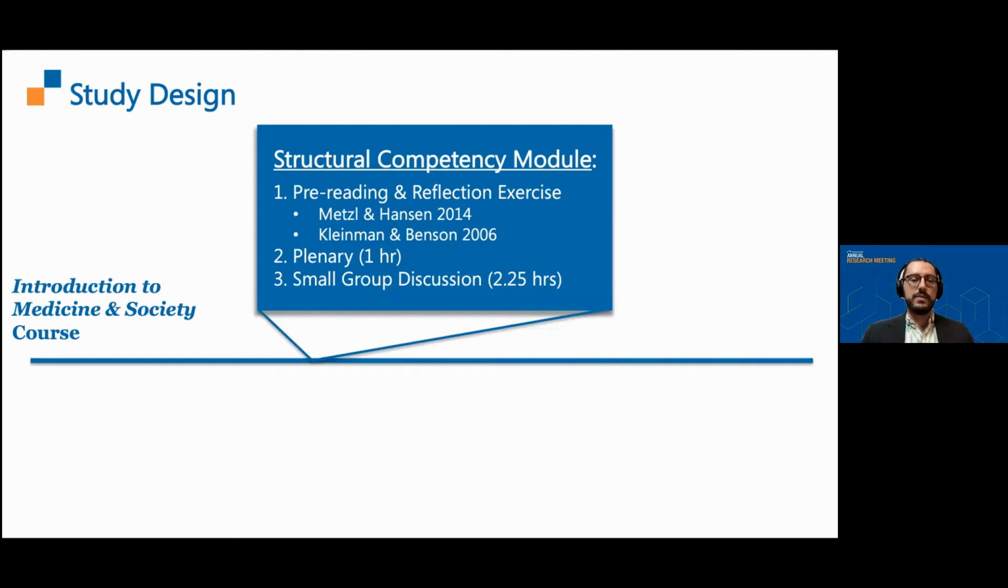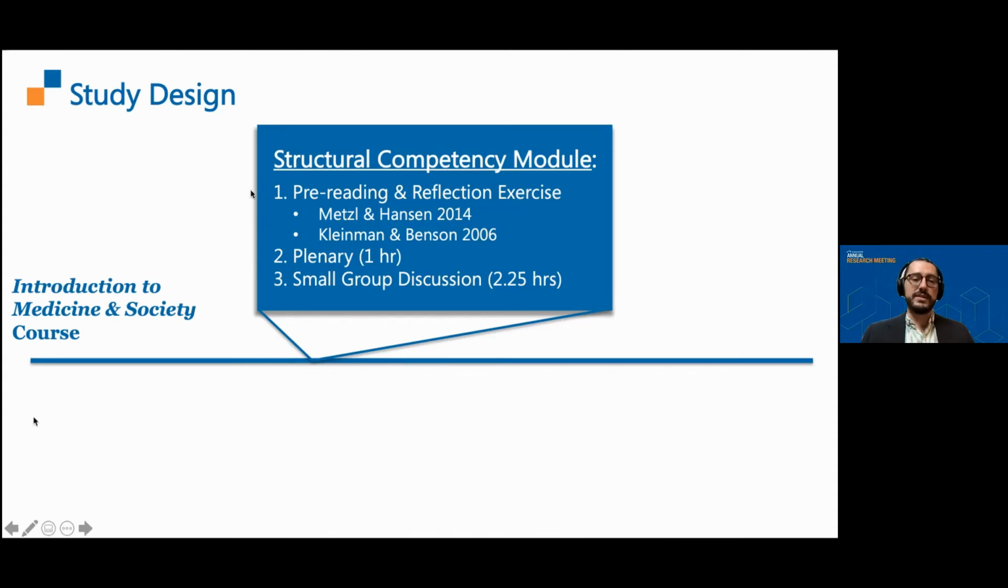This study is situated within the first-semester, first-year course, Introduction to Medicine and Society. It's comprised of 12 modules that address a range of factors from structural competency, as we're mentioning here, to narratives of illness and suffering, race, gender, class, as well as physician advocacy and the medical gaze and medical culture. We're focusing specifically on the structural competency module, and we conducted it as part of a larger longitudinal evaluation of this course. However, today I'm only going to be presenting a sub-analysis of this.